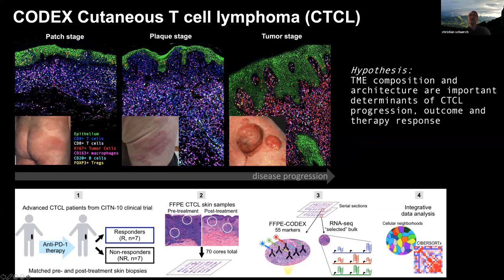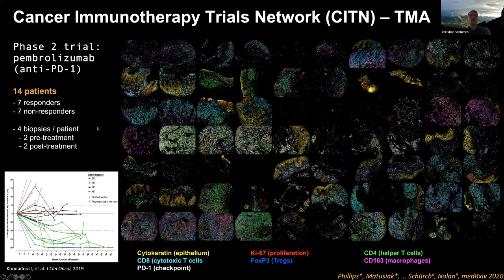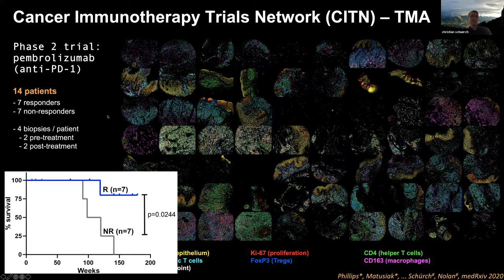So this is how the tissue microarray looks like. This is a 7-color overlay here. We had, as I said, 14 patients, 4 biopsies per patient, 2 pre-treatment and 2 post-treatment. And this cohort has been published by our collaborator, Michael Khodadoust, in JCO 2019. And as you can see here, we had a significant difference in overall survival in the responders compared to the non-responders to pembrolizumab therapy.